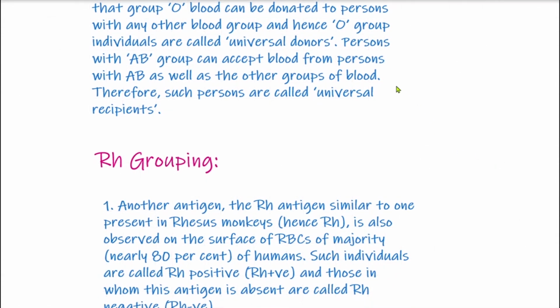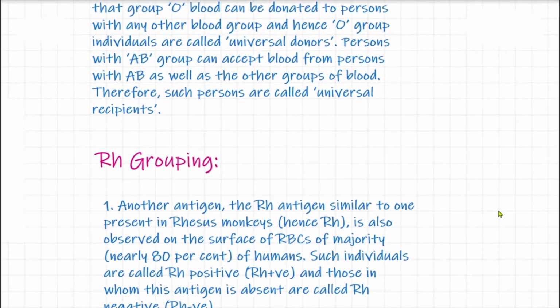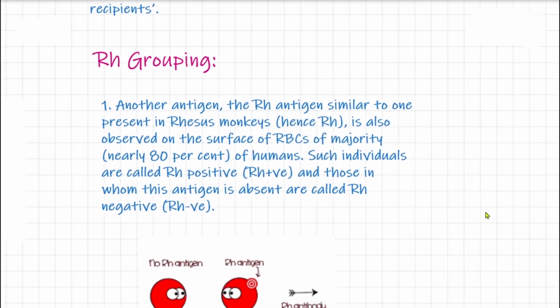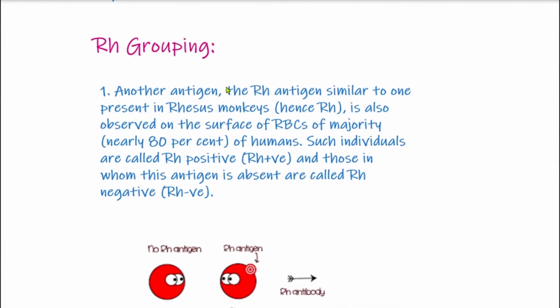Now this was about ABO blood grouping. Now about RH grouping. It has been found that just the matching of ABO blood grouping is not sufficient. One more antigen is to be identified and matched, and that is called RH antigen. The antigen similar to this is also present in the rhesus monkeys. So this antigen has been named RH antigen. RH is from rhesus.